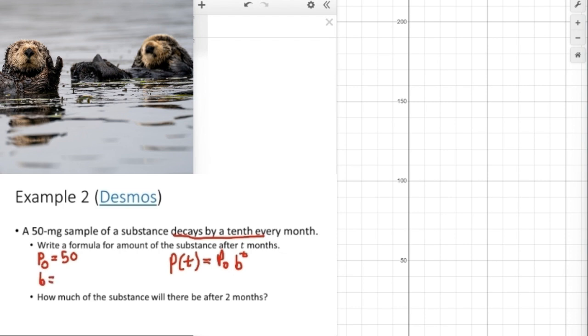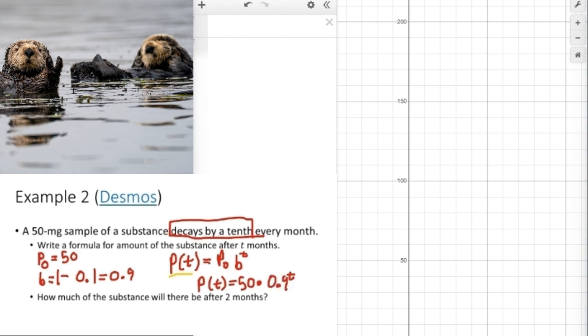We are told here that our substance decays by a 10th, which means our sample is losing 1/10 of itself. Well, recall P of t represents how much is left. So our b is not going to be 0.1, like we would initially think if we quickly read the problem. It's actually going to be 1 minus 0.1. 1/10 represents the fraction of our sample that's going away. Because P of t represents the amount we're keeping that hasn't decayed away, we're going to do 1 minus 0.1 to represent what fraction of the sample we're actually keeping. So our b here is actually 0.9. Because again, 0.9 represents the fraction of our sample that we're keeping, whereas the 0.1 represents the fraction of our sample that's leaving. So our function P of t is going to equal 50 times 0.9 raised to the t power.